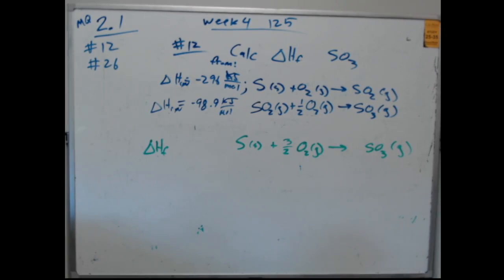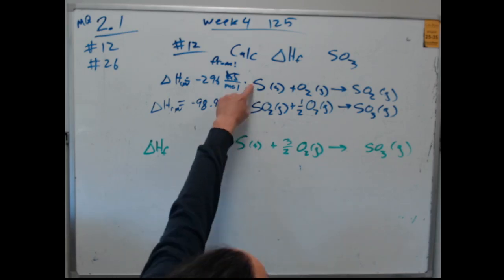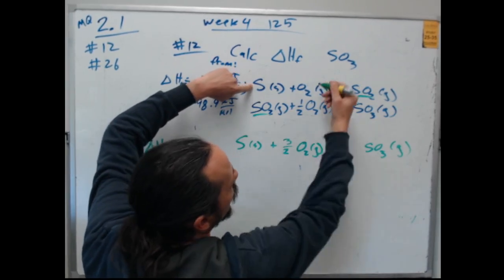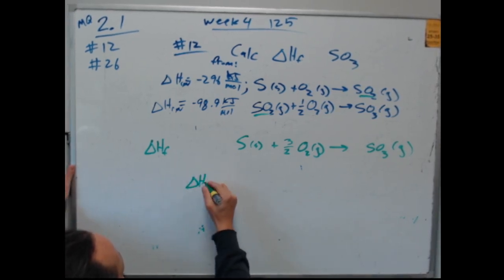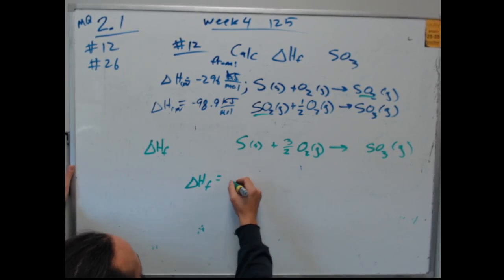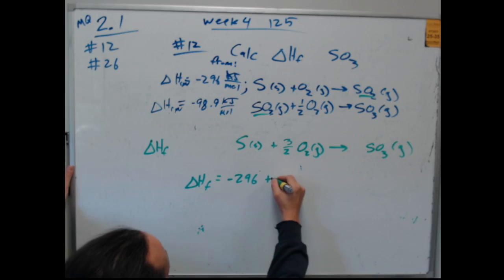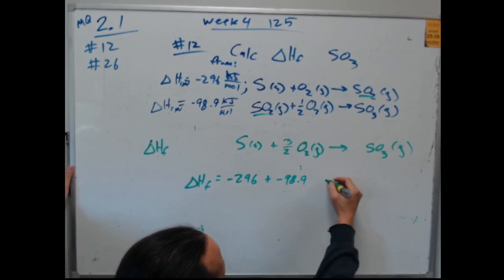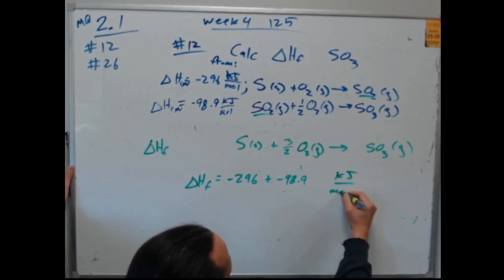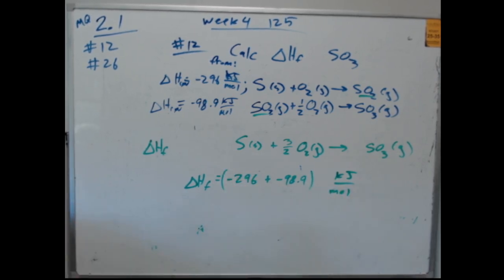When I look at my chemical reactions above, it's just adding the two together. I'm going to end up with sulfur. My SO2 is going to cancel out between them. I'm going to end up with 3 halves O2. So my delta H of formation should just be negative 296 plus negative 98.9 overall in kilojoules per mole. So we're going to end up with something like negative 394.9.